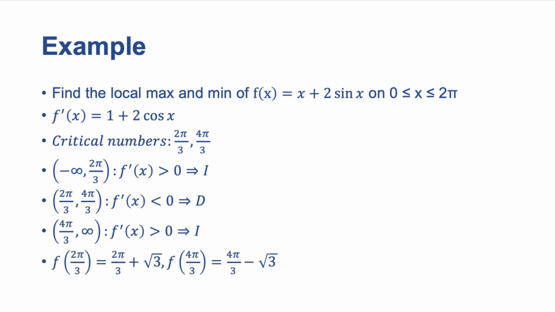So now let's find our values. We are going to find that f of 2 pi over 3 is equal to 2 pi over 3 plus root 3, and f of 4 pi over 3 is equal to 4 pi over 3 minus root 3. So we found our values there.